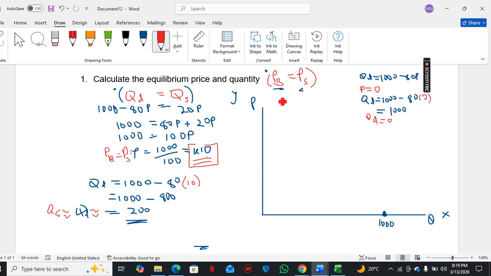So you come back to your demand function here. Where there's QD, you're going to put 0. 0 equals 1000 minus 80p. Take the negative 80p over the equal sign. You have 80p equals 1000. Divide both sides by 80.